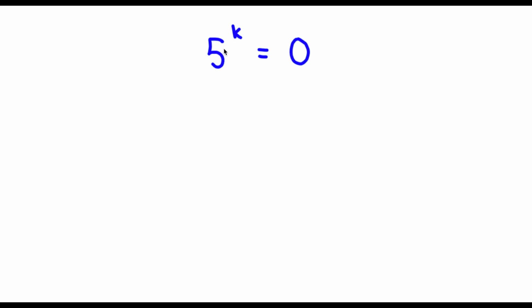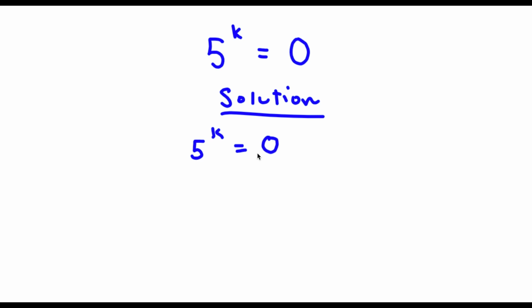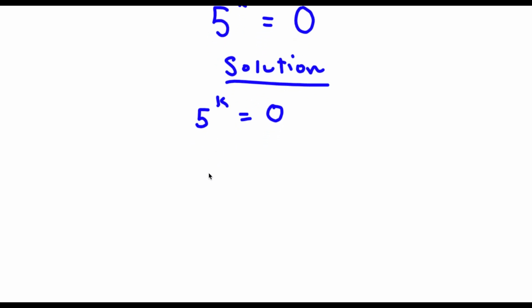Alright, so I have 5 to the power of k is equal to 0. So, for a solution, we start with 5 to the power of k is equal to 0. Then I'm going to go ahead and take the log on both sides. So now I have log 5 to the power of k is equal to log 0.